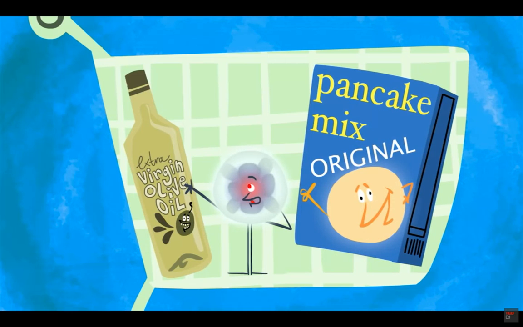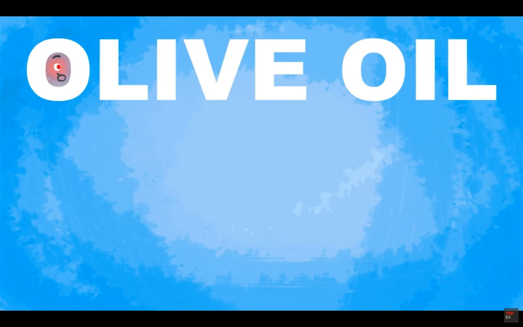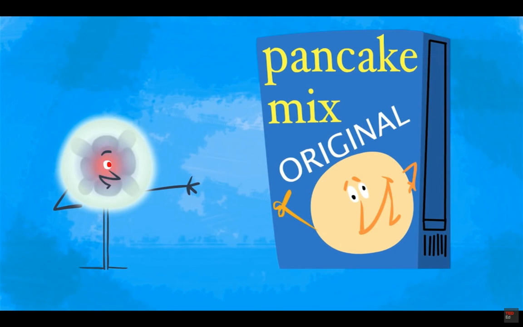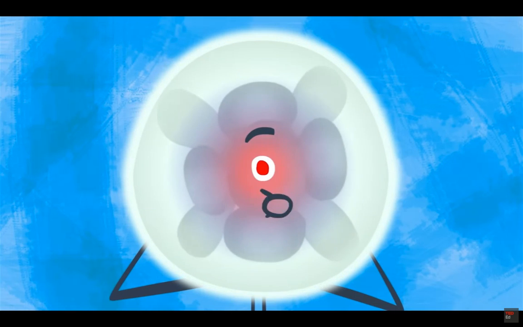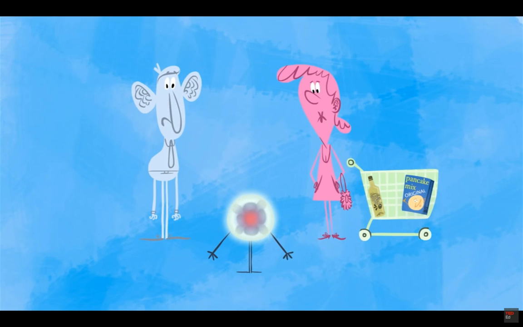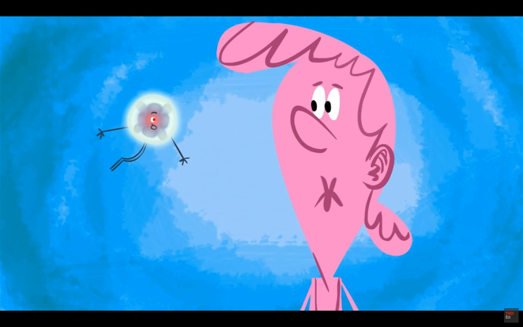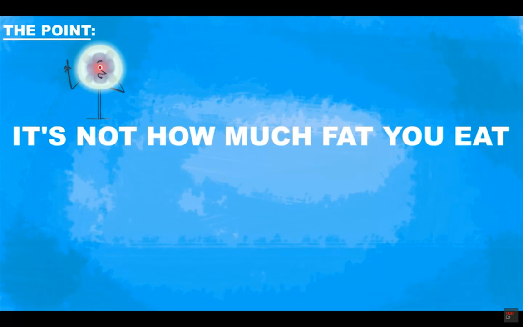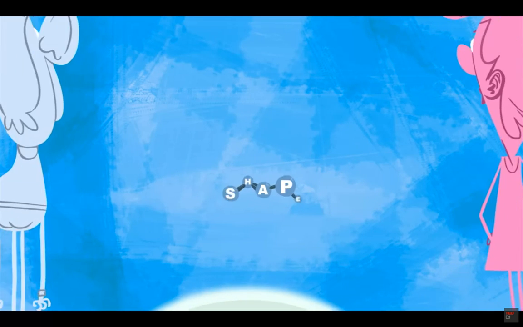So let's go back to our olive oil and pancake mix from before. Olive oil is 100% fat. Pancake mix is only 11% fat. But olive oil is mostly unsaturated fat, and it has no trans fat at all. On the other hand, more than half the fat in pancake mix is either saturated or trans fat. And so even though olive oil has 10 times as much fat as pancake mix, it's healthy for you, whereas pancake mix is not. Now, I'm not trying to pick on pancake mix. There are lots of foods with this type of fat profile. The point is this. It's not how much fat you eat, it's what kind of fat. And what makes a particular fat healthy or unhealthy is its shape.